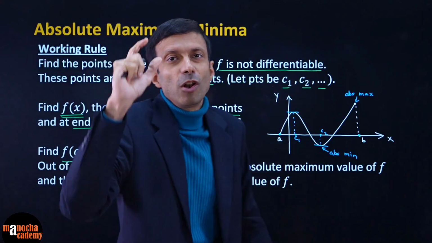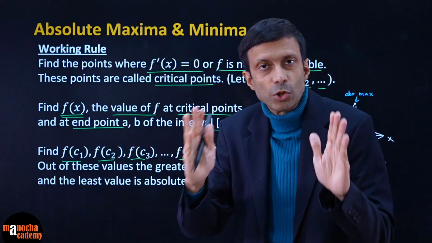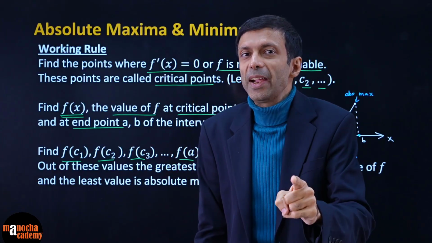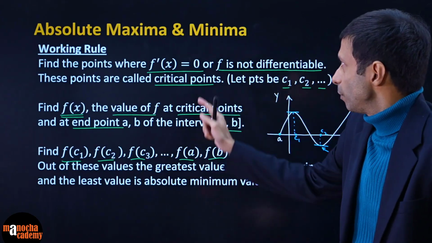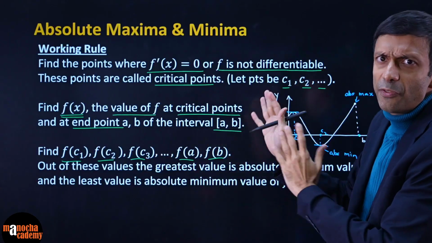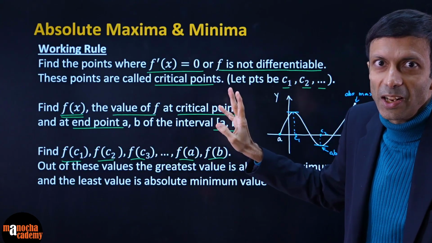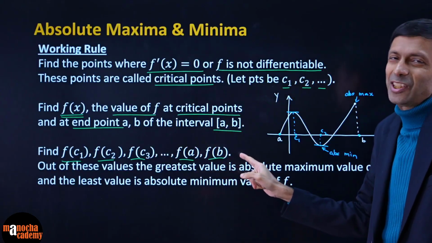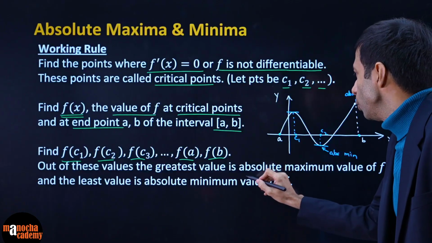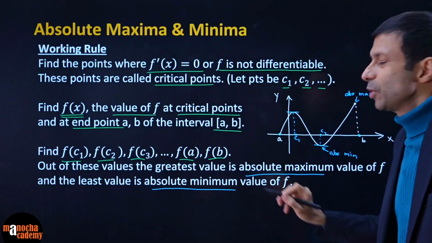So the moral of the story is that if you are asked to find the absolute maxima or minima, first of all it will be in a closed interval, and then you check the critical points. First find f dash x equal to 0, look at your points, no need to test left, right and all. Just directly put in the function values at the critical points, and don't forget the extreme points. Whatever values you get, that will become either your absolute maximum or absolute minimum.